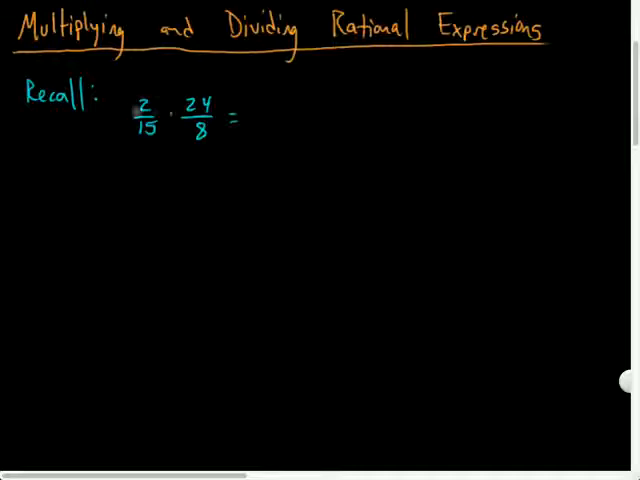Okay, so I just had a suggestion. You could multiply straight across. So 2 times 24 is 48, and 15 times 8, 80 plus 40, is 120. I think I got it. And now I'm not done yet. I've got to simplify this. What goes into 120 and 48?